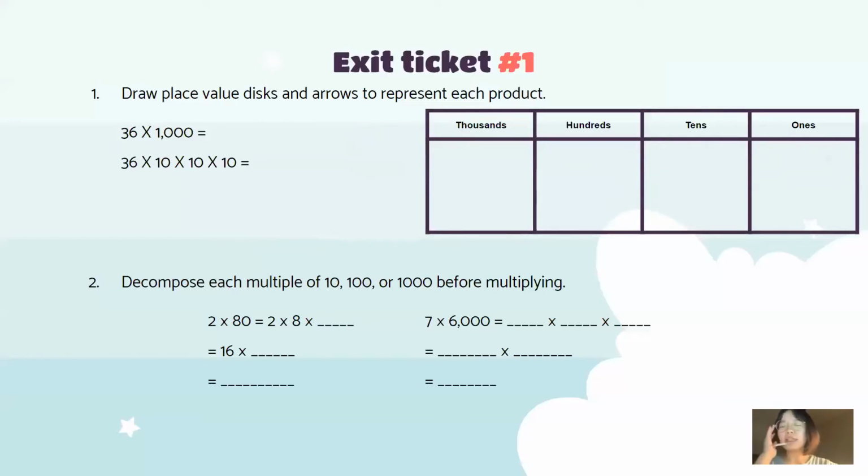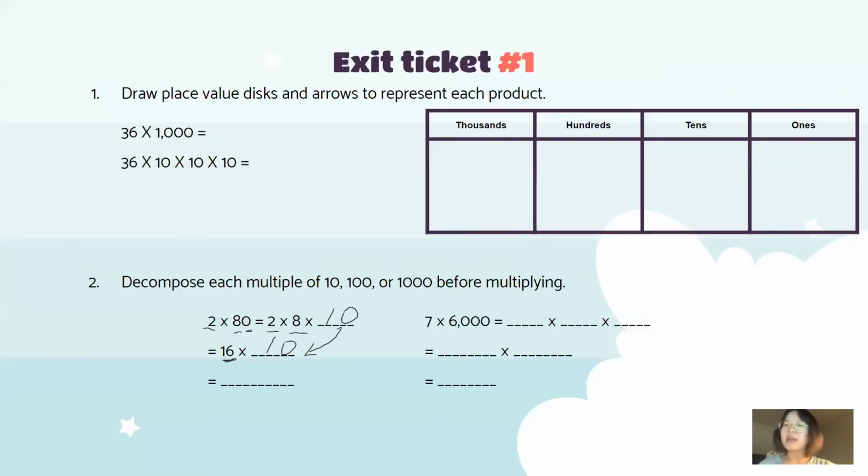Okay, and the second question is decompose each multiple of 10, 100, or 1,000 before multiplying. So let's look at the first one. 2 times 80 equals 2 times 8 times 10. Since we already have 2 right here, 8, and we're missing 10. And 2 times 8 equals 16. And 16 times what will be equal to 2 times 80? That will be 10. Let's directly put that down.